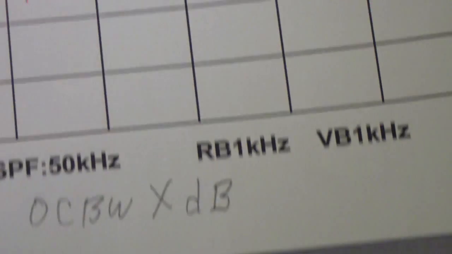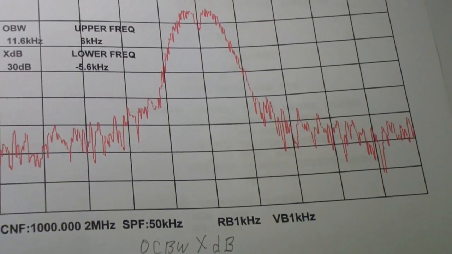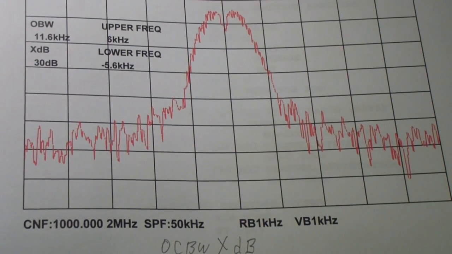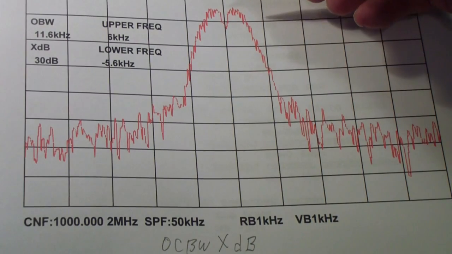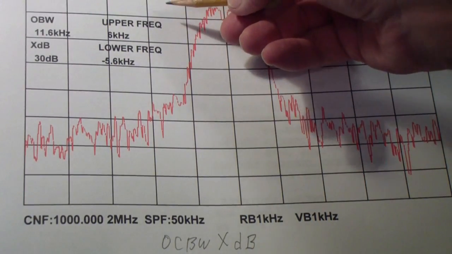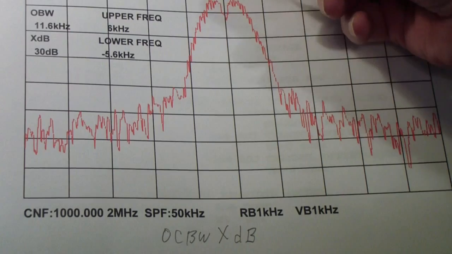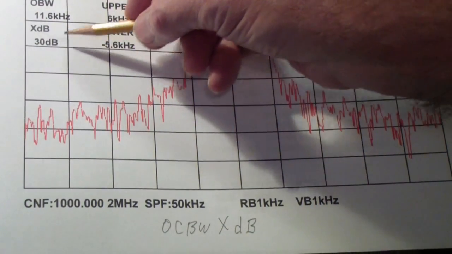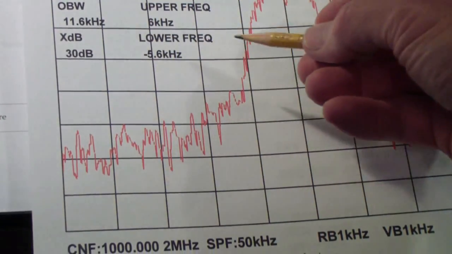Let me give you an example. Here is an XDB measurement that was done on an Anritsu spectrum analyzer, and you'll notice that the occupied bandwidth is specified in terms of XDB. In this case, 30 dB is the ratio that we're looking at.